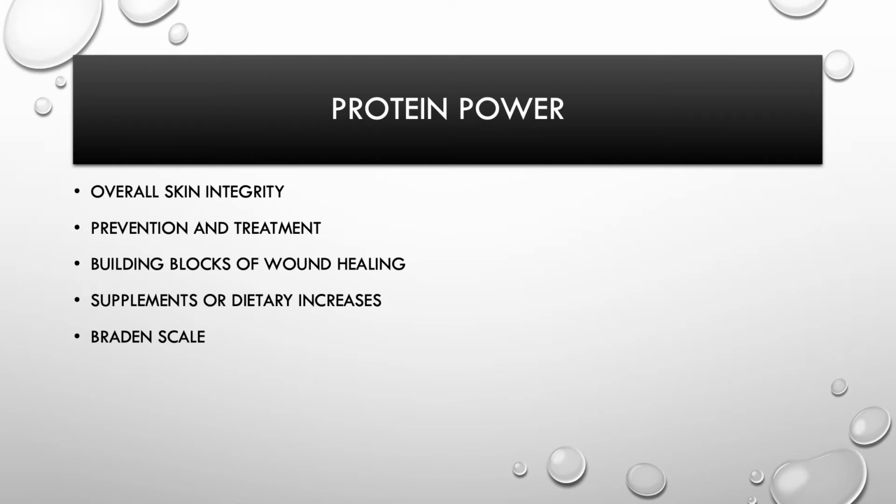Protein is one of the building blocks of wound healing, so I want you to imagine that you're going to build a brick wall. And so you go to build this brick wall, and you have all the bricks that you need and all the tools, but you have no mortar. You could stack the bricks, but it's not going to be a very sturdy and strong wall without that mortar. So that's why it's crucial to make sure that the patient has enough protein so that you're addressing problems, but you're also preventing more problems.